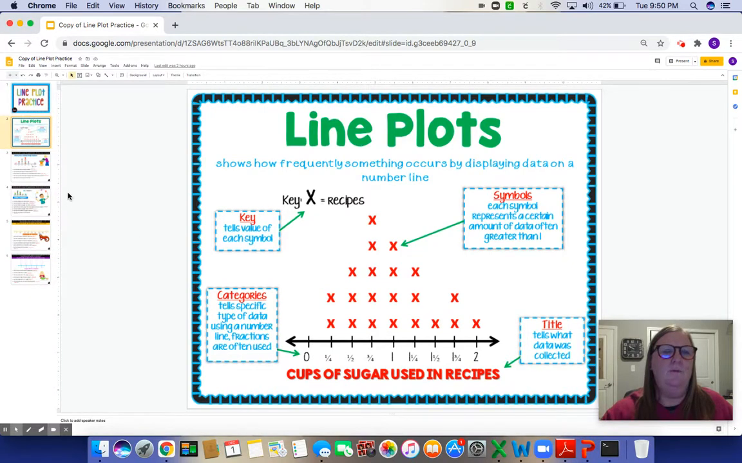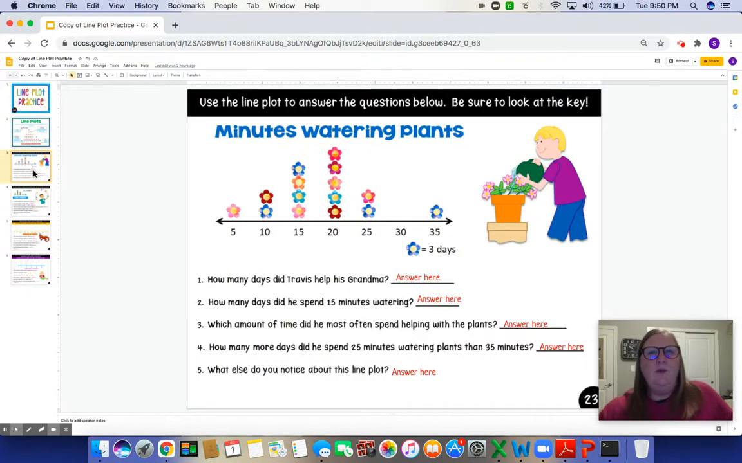All right, so let's put this into practice a little bit so you can see how to do a line plot. So we're going to use the line plot to answer the questions below, and it says be sure to look at the key. That is probably the most important thing when you are doing a line plot. So you're always going to look at the key. The key is right here. It says that a flower equals 3 days. So this flower is 3 days, that flower is 3 days, 3 days, 3 days, 3 days, right?